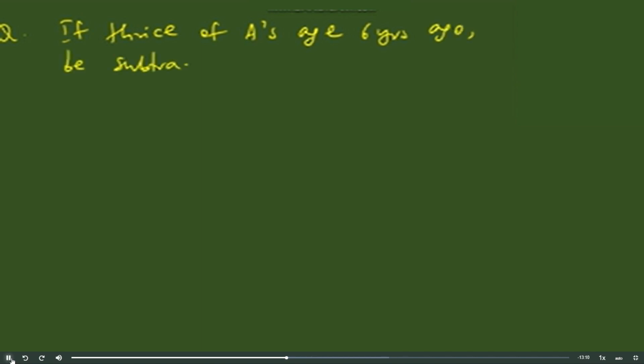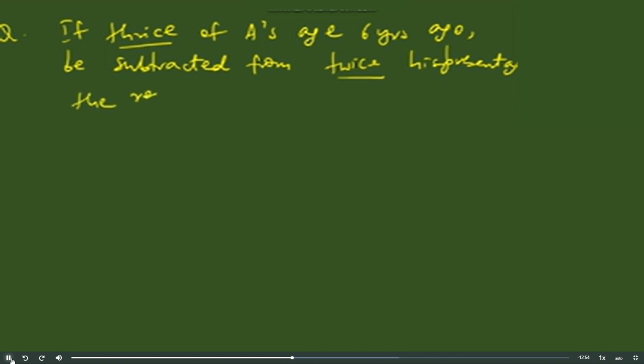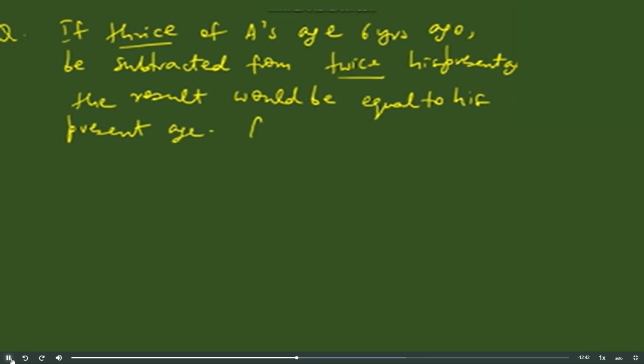Next question. If thrice of A's age 6 years ago be subtracted from twice his present age, the result would be equal to his present age. Find his present age.